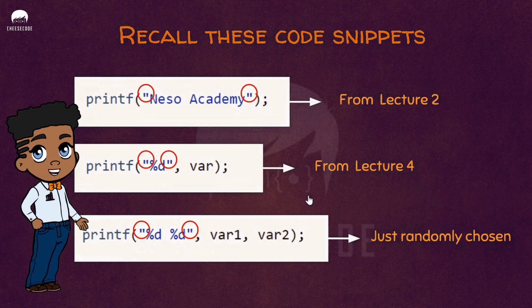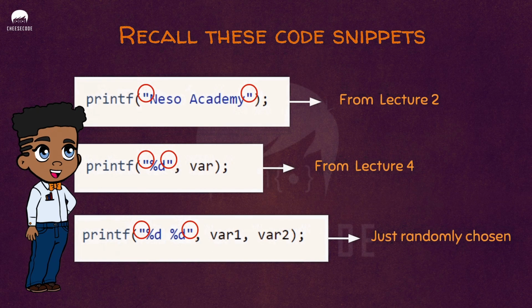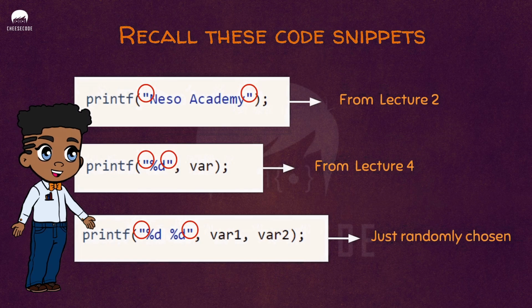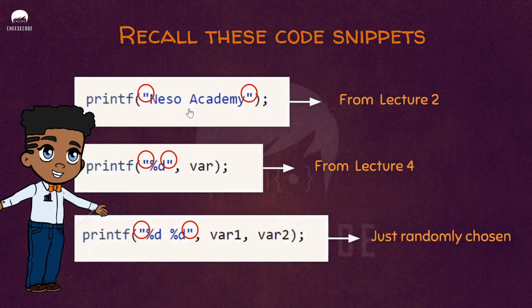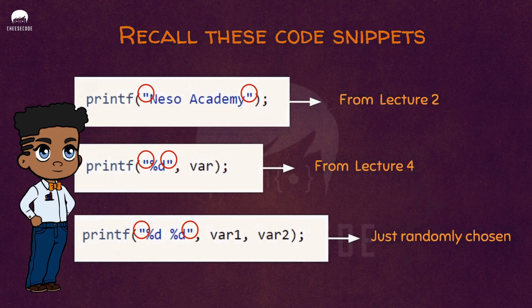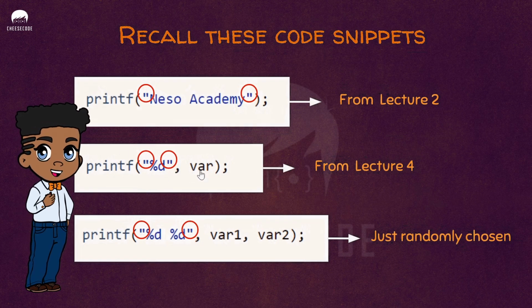Isn't it? The reason behind this is that the first argument of printf is always a string constant, that is, a sequence of characters to be printed on the screen. The first printf prints NASO Academy, which is nothing but a sequence of characters or a string. So that is okay. But if you remember, the second printf doesn't print %d on the screen. Instead, it prints the value of var onto the screen.